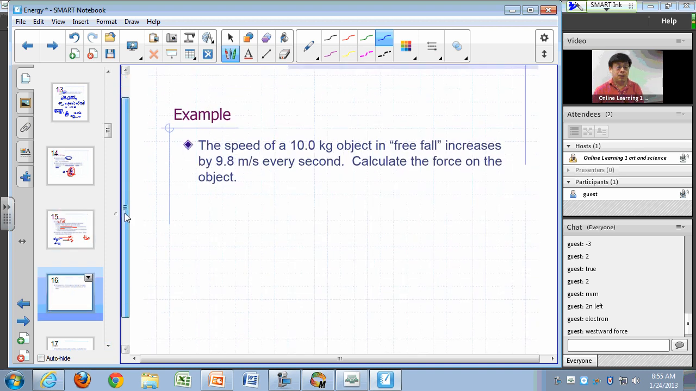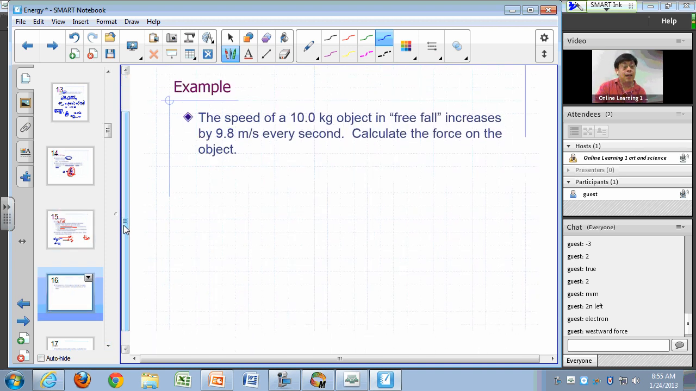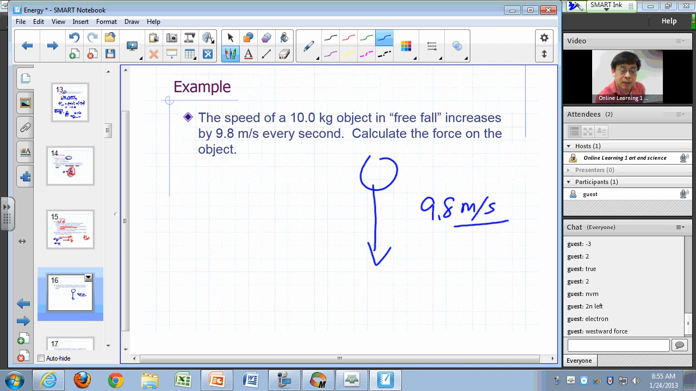Okay, here's a question. You have an object that's 10 kilograms. It falls to the earth in free fall. And we find that the object accelerates by 9.8 meters per second every second. So 9.8 meters per second per second. This thing is called the acceleration due to gravity. The earth is pulling the object down. What's the force on the object?